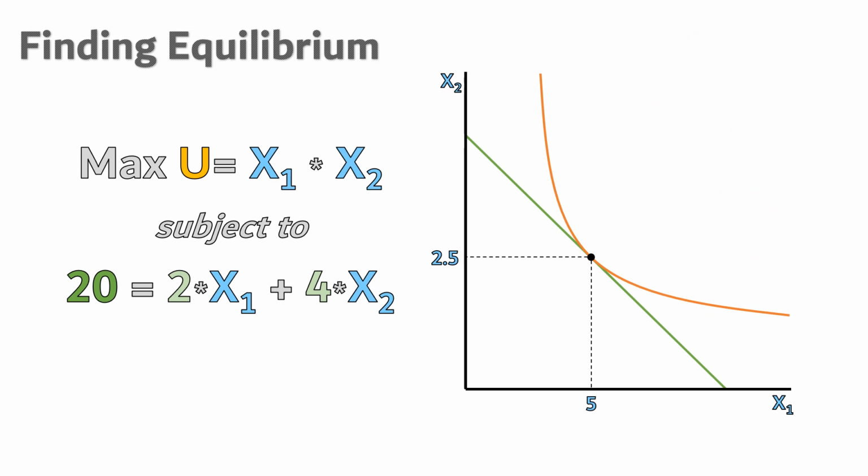It also corresponds to our graph. What we found is that this point, where the indifference curve is tangent to the budget line, is at the coordinates 5, 2.5, or where x1 is equal to 5 and x2 is equal to 2.5.